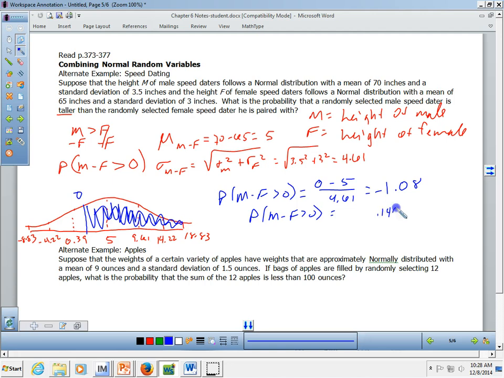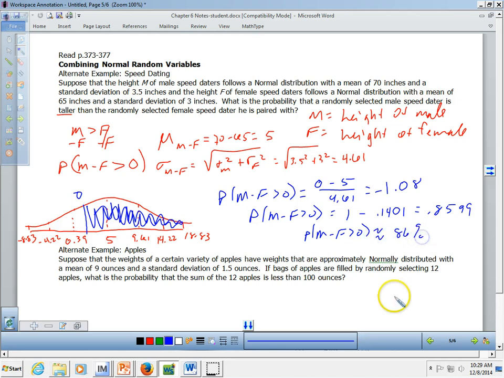So that is 0.1401. Remember, the table gives us less than. I want more than, so I've got to subtract from 1. That gives us 0.8599, I think. That sounds right. So the probability is about 86%. Okay?